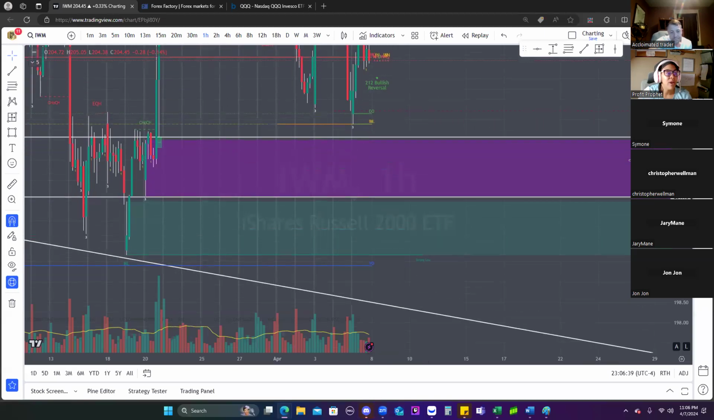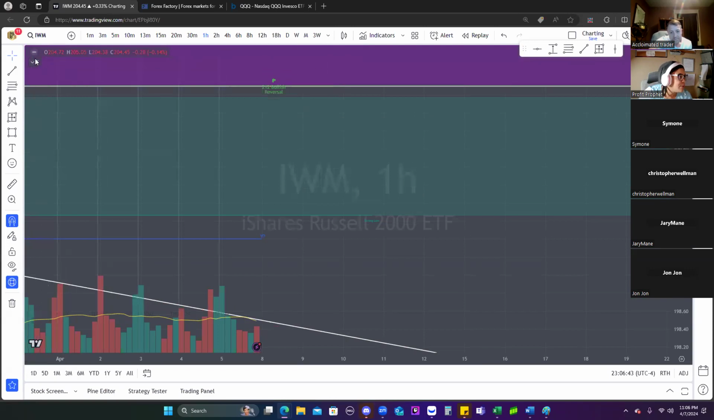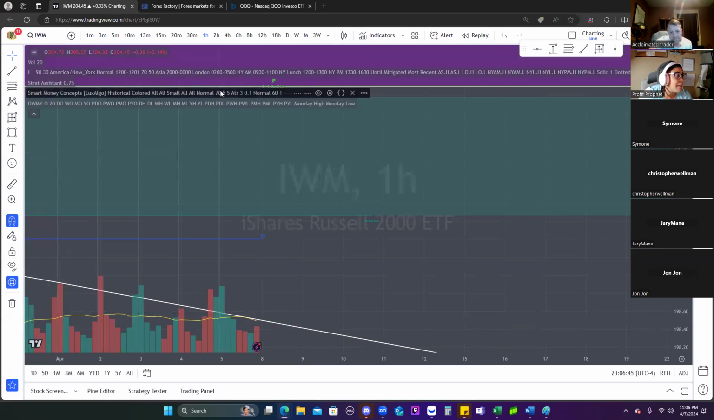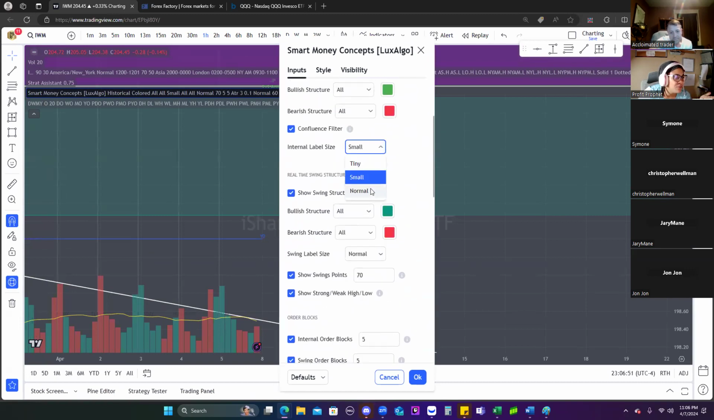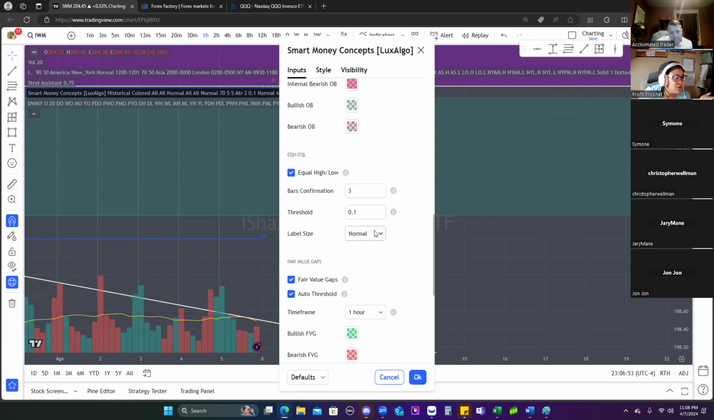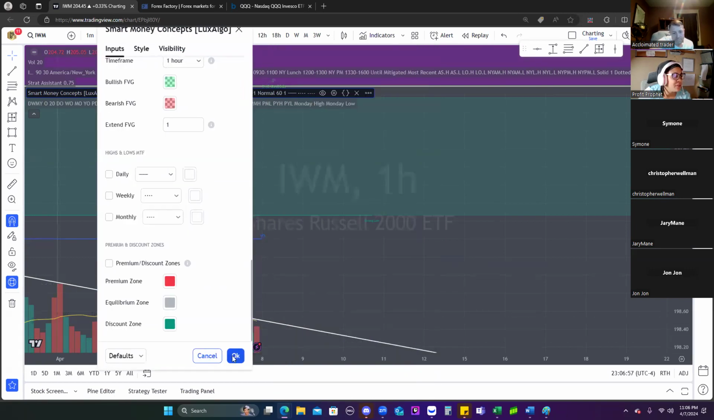If we notice, I know it's really small. I'll try and zoom in. The labels are extremely small. Let's see if I can make them bigger. Normal, that's all you give me. You don't have huge. People with glasses need huge. I need big.